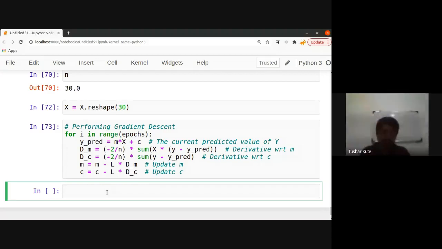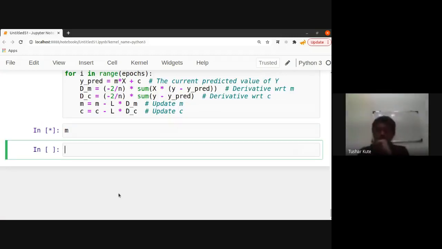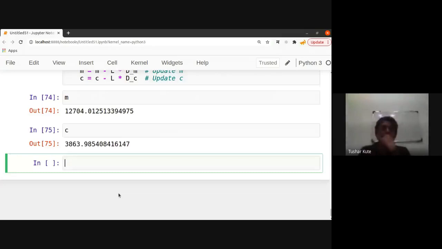With the steps which I mentioned, this is gradient descent learning that is done. And once the algorithm has learned in gradient descent, now you just check the value of m and c. So m is this 12,704, and c is this 3,863. Got it? m and c. This is learning from gradient descent. Gradient descent has learned that, and after that we can make the predictions.